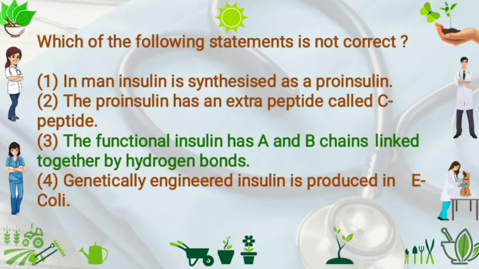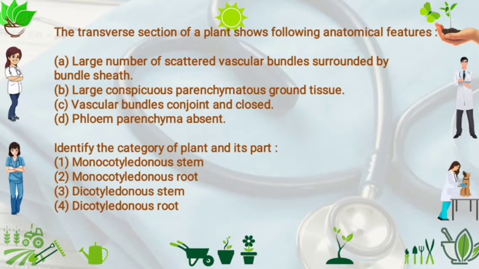C. Next question. The transverse section of a plant shows the following anatomical features: a large number of scattered vascular bundles surrounded by bundle sheath, large conspicuous parenchymatous ground tissues, vascular bundles conjoined and closed. Identify the category of the plant and its part. The answer is monocotyledonous stem.